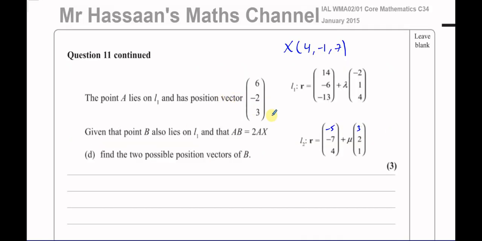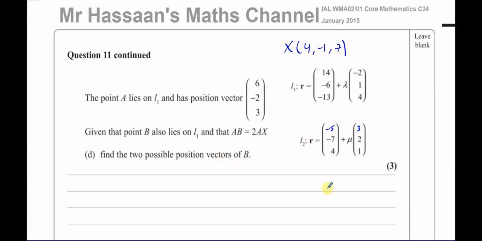Now, part D says the point A lies on line 1 and has position vector (6, -2, 3). Given that the point B also lies on line 1 and that the vector AB is twice the vector AX, find two possible position vectors of B.